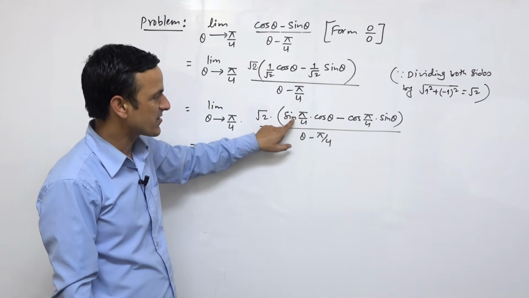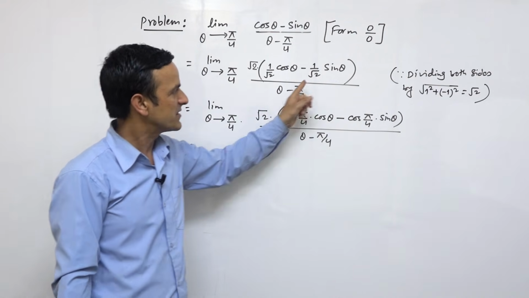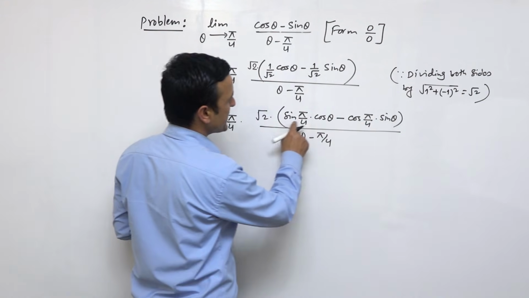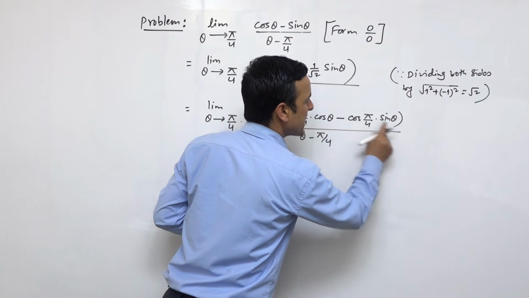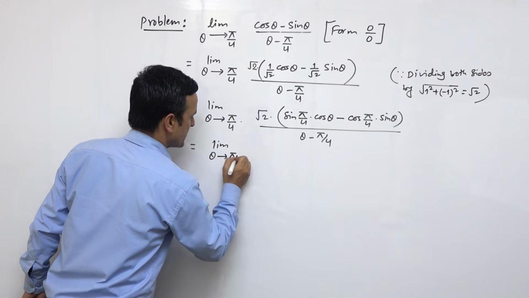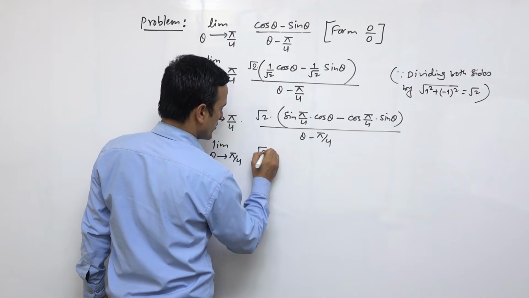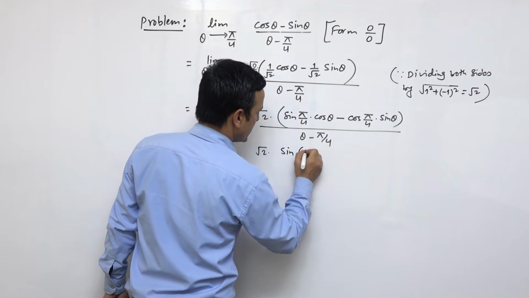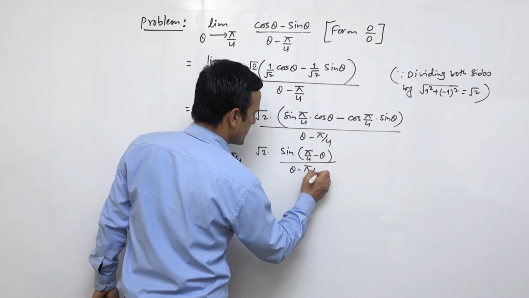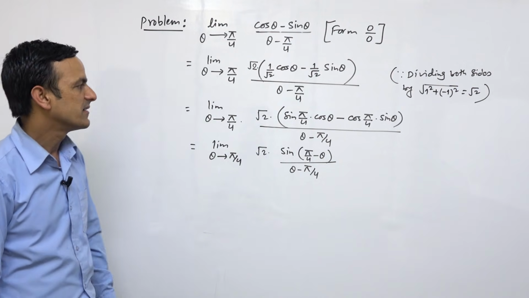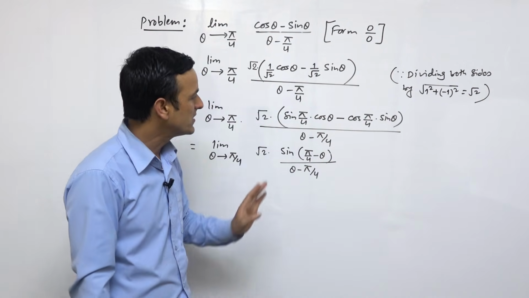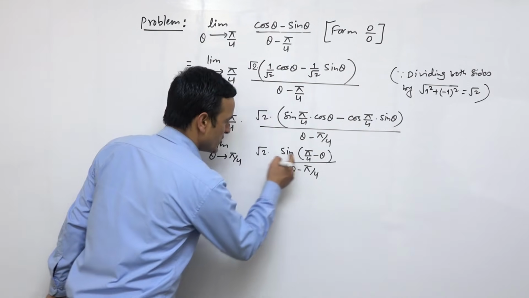So 1 by root 2 we convert to sin 45, and similarly 1 by root 2 we convert to cos 45. Doing this, it becomes sin a cos b minus cos a sin b, and we convert this: limit theta tends to pi by 4 and root 2, and this will be sin 45 minus theta. So this is the formula of sin a minus b. Sin a cos b minus cos a sin b means sin a minus b. This is the compound angle formula which is used here.